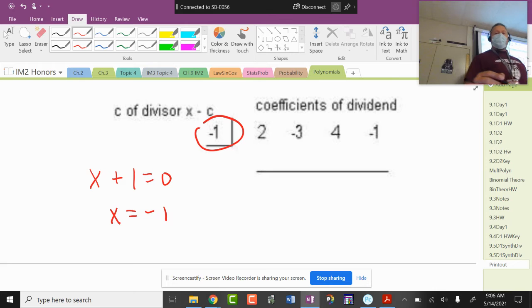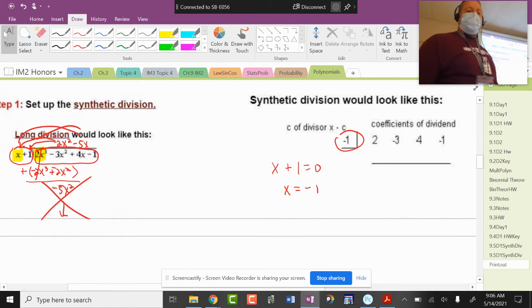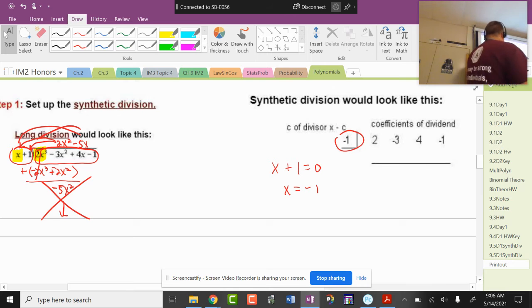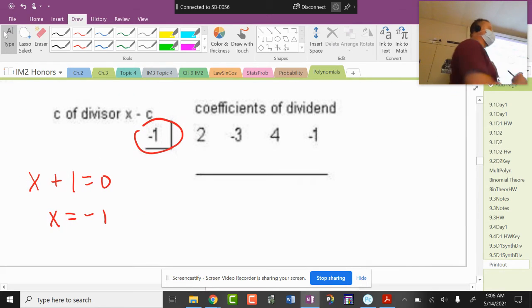And then notice the coefficients. And one thing in synthetic division you have to worry about is, are there any missing terms? There aren't. You have an x cubed, you have an x squared, you have an x, and you have a constant. Notice those are written in descending order: 2, -3, 4, and 1.